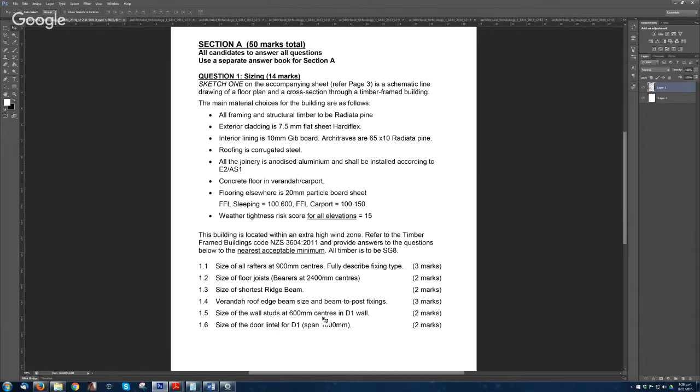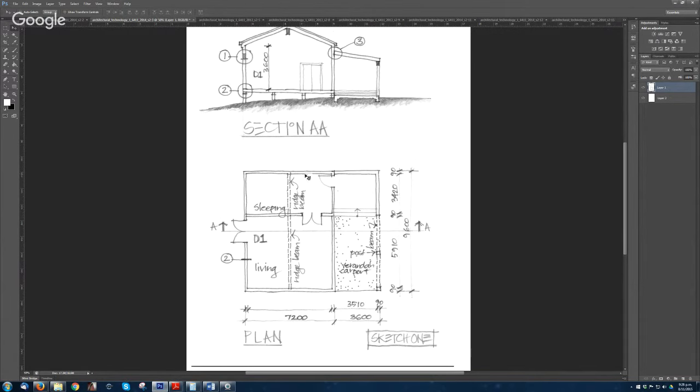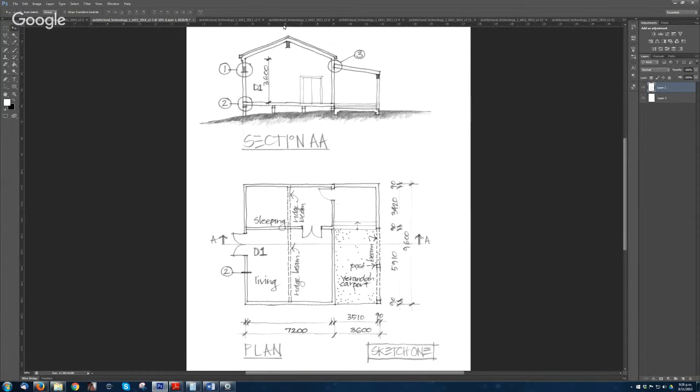For section A, I think. Size of wall lintel G1. So it's this one here, this one there. That lintel is carrying the rafter. So we know that the loaded dimension on this wall and lintel is going to be half of that rafter. The rafter span is 3.6. Half of that is 1.8. So that's the loaded dimension on that lintel.